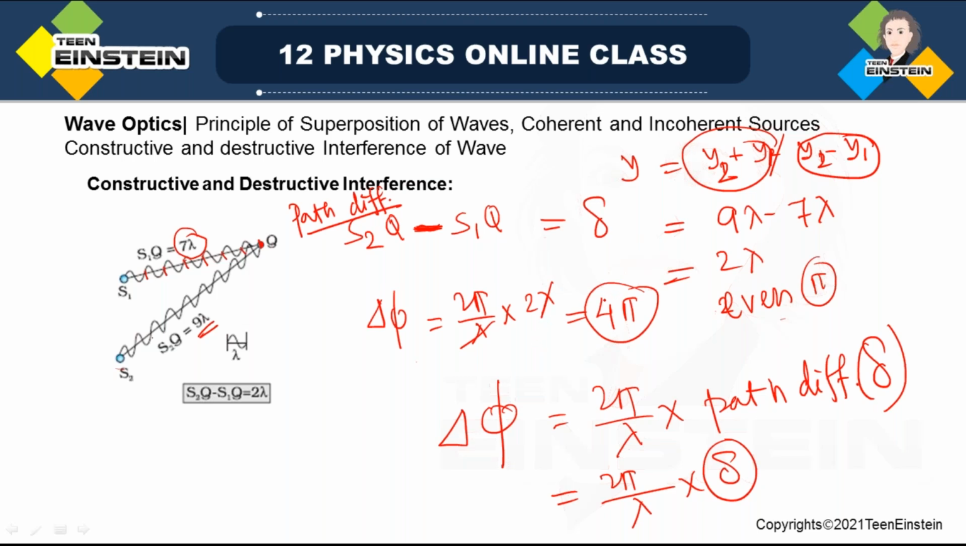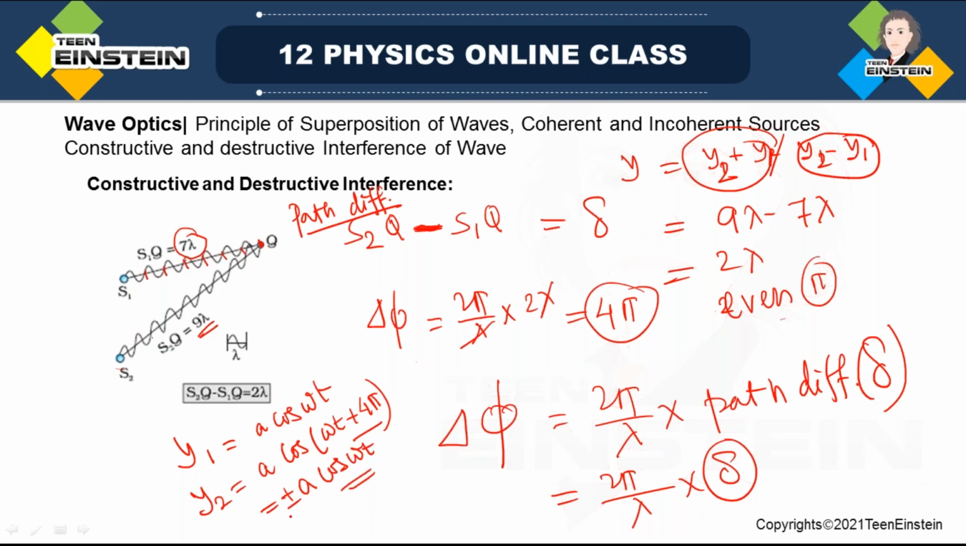So what I would have done is, let me write it here. Suppose y1 is a cos of omega t, and y2 is a cos of, see, this is having how much phase? So omega t plus 4 pi. What it gives you is cos of omega t only, with the positive sign, not a minus sign.